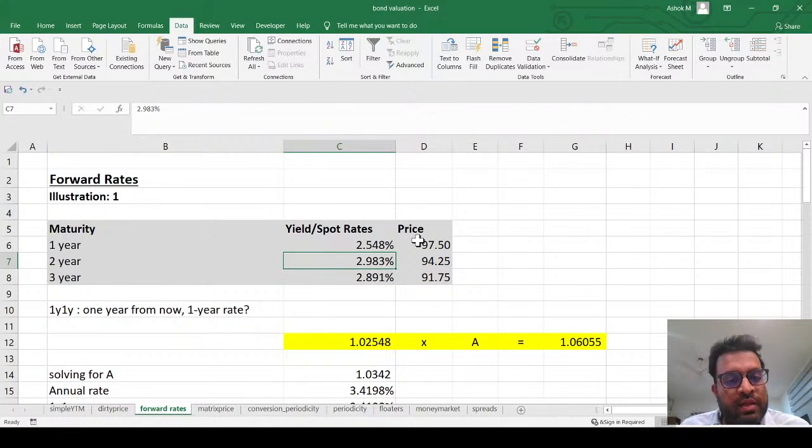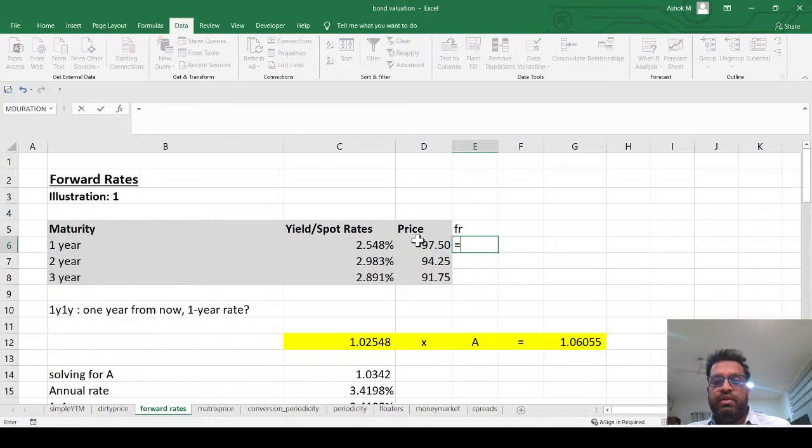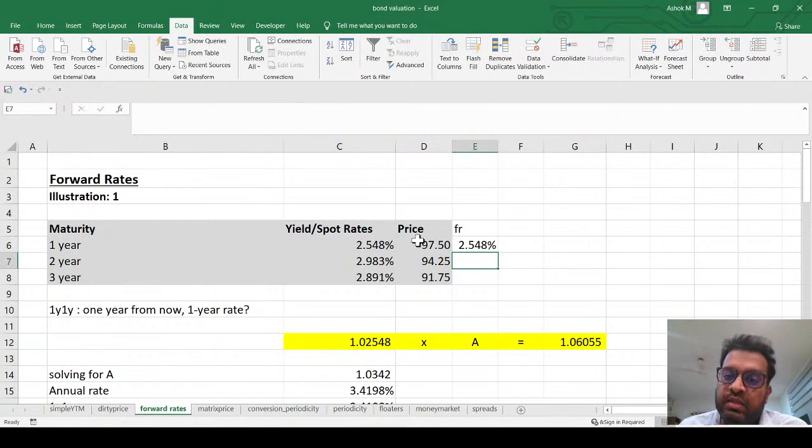So now we'll see 1 year from now, what is a 1-year forward rate? Okay, and before that, the spot rate in 1 year and the forward rate are always the same. Both are the same, because today you are saying 1 year from now, this is the interest rate. In the forward market also, you will say the same thing. 1 year from now, this is the interest rate. So the spot rate is the same, you can first fill up this.